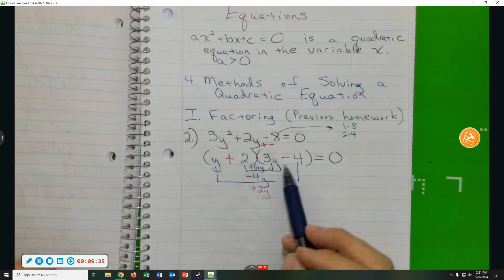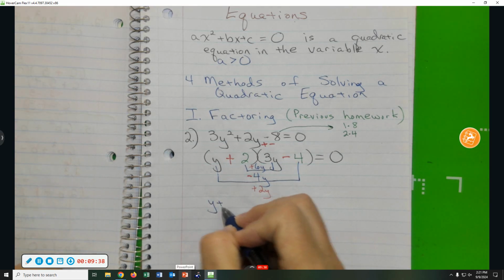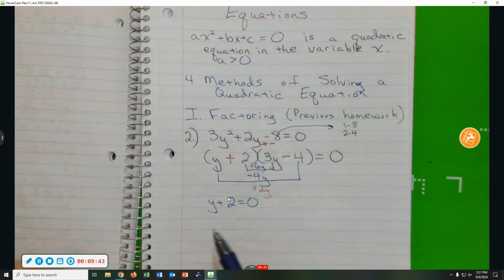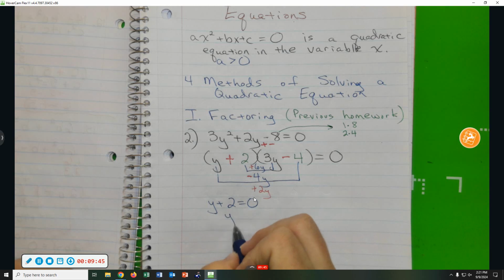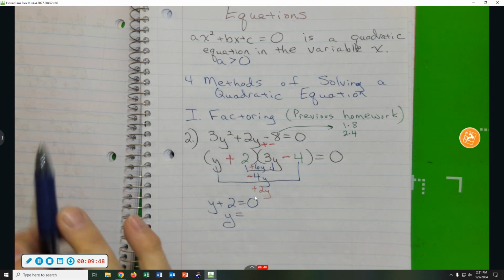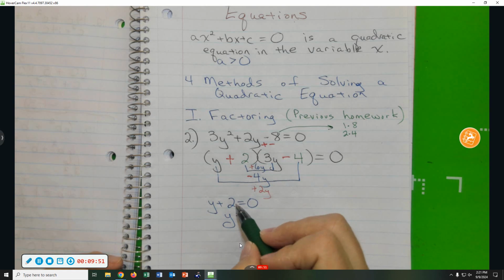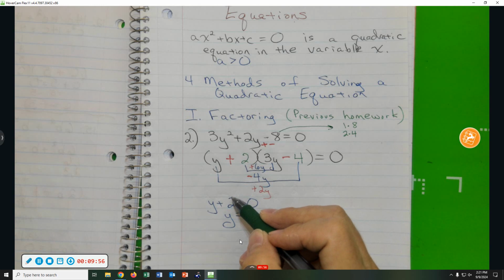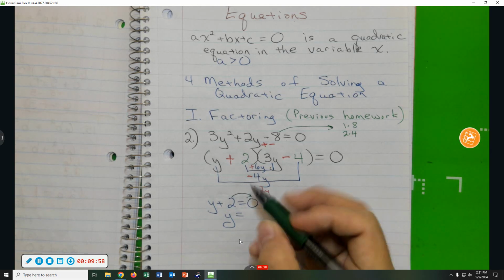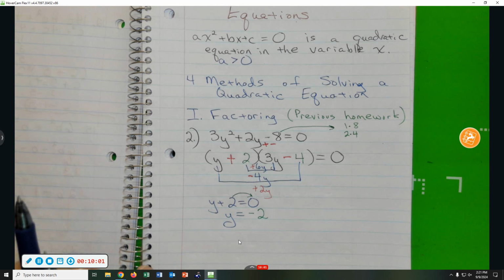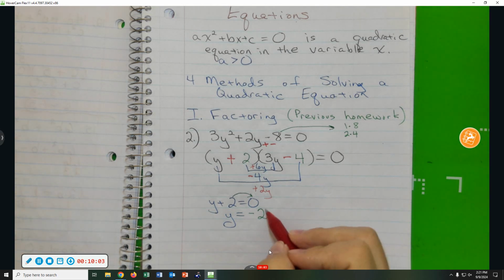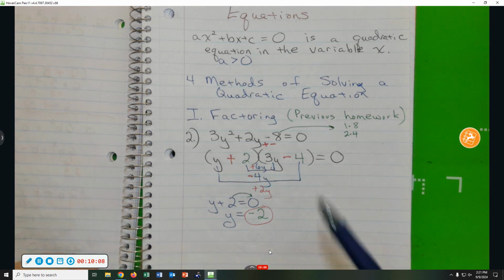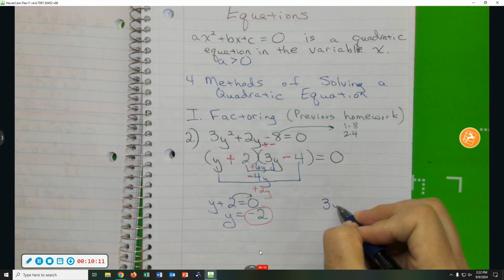Now, once we have it factored correctly, we set each factor equal to 0. Y plus 2 equals 0. We have to isolate y. That'll give us y equals. What I like to do, instead of minus 2 from both sides, I just pick the thing up, move it to the other side, and change the sign. So we've got our first answer of -2.